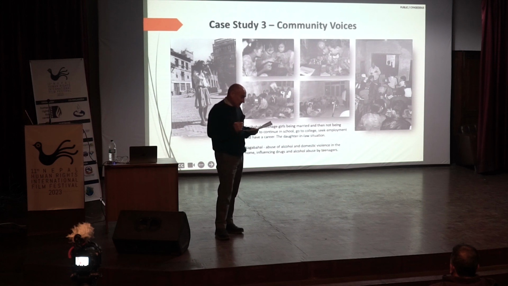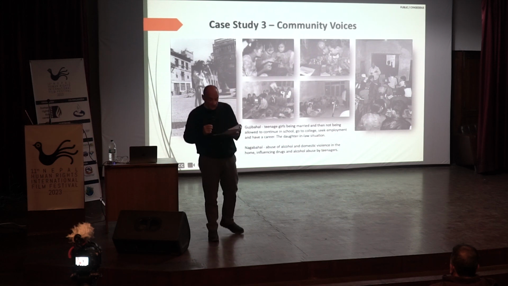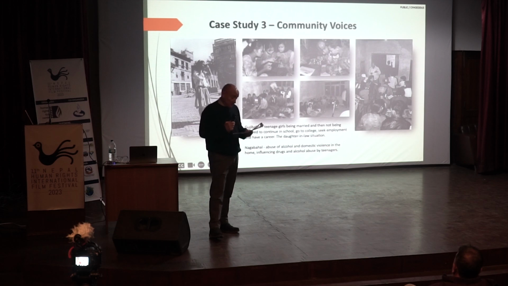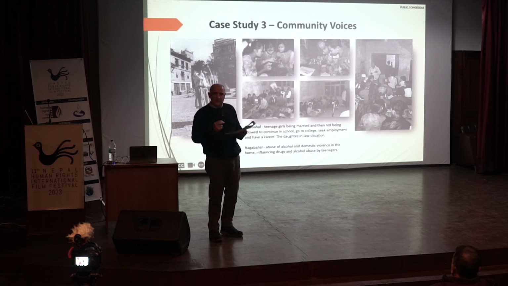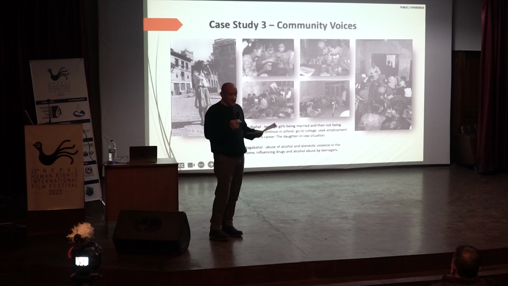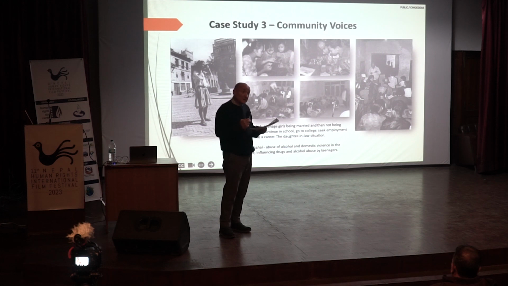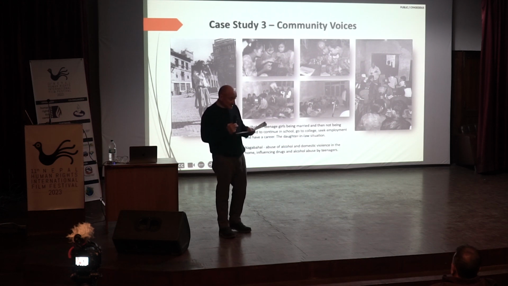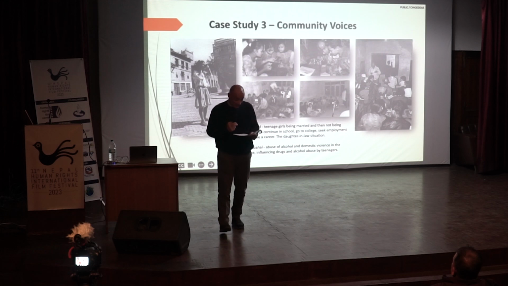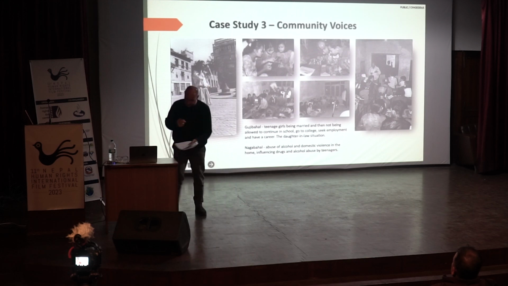Teenage girls being married, not being allowed to continue in school or go to college or to seek employment or to have a career, and also the different treatment of daughters-in-law to daughters within a household. And in Nag Bahal, it was the abuse of alcohol and domestic violence in the home, which often influenced young people and teenagers who then ended up on the street drinking themselves because they didn't want to be in their house because it was prevalent with domestic violence.